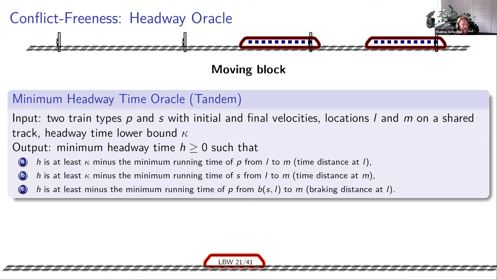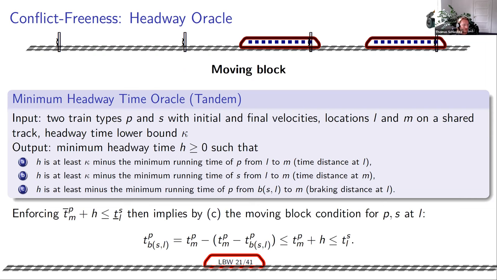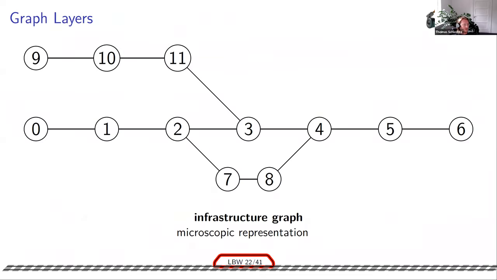If you want to only make a capacity analysis, then maybe the real minimum headway time is okay, but if you want to make some more robust plans, then maybe you have to take the maximum running time into consideration here as well, so that your headway time is also feasible in all cases. Okay, and those are just the formulas: if you define the headway time via these three cases, then you ensure safety in the picture.